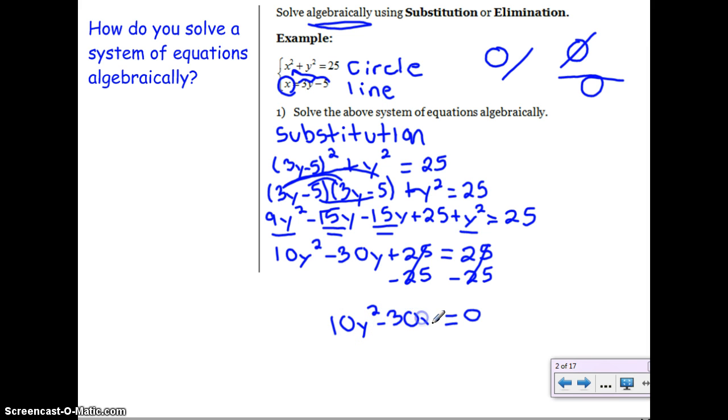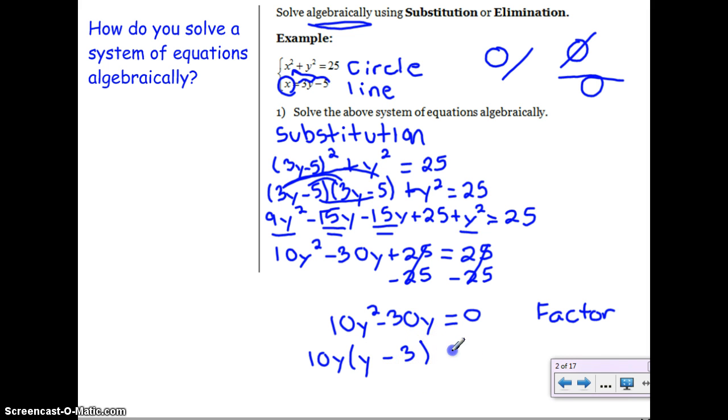And to solve, I'm going to factor. Okay? So if I'm going to factor, I always look for a greatest common factor first. And in this case, 10 and y go into both of these terms. So I'm going to have a y left over and a minus 3.